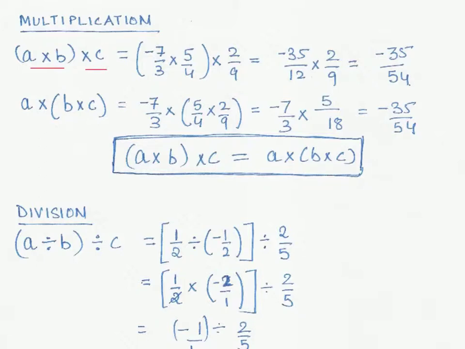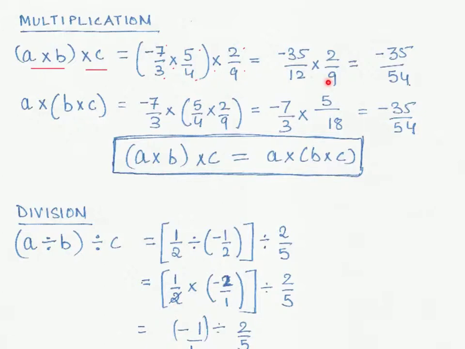with c. So the three numbers that we have are minus 7 by 3 multiplied by 5 by 4 multiplied by 2 by 9, as is shown over here. Now when we simplify this, we simply multiply minus 7 with 5 and 3 with 4, so we get minus 35 by 12, and then we carry over this plus 2 by 9 to here.